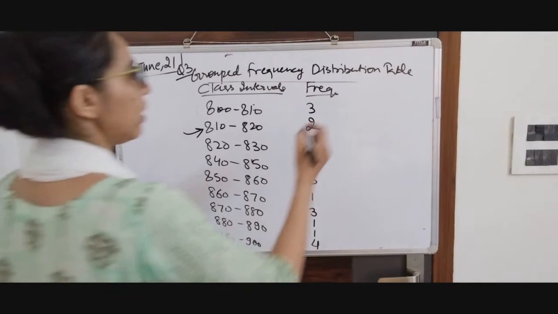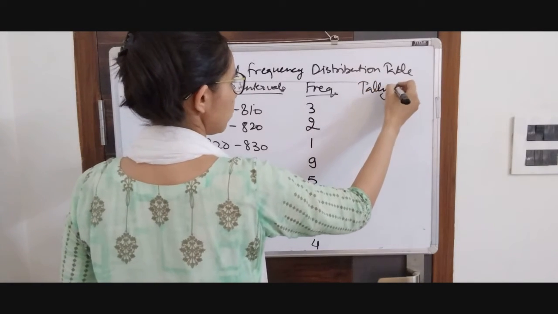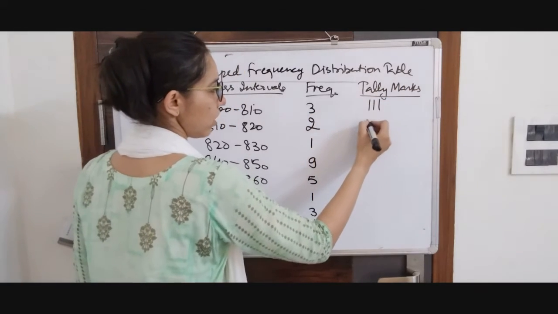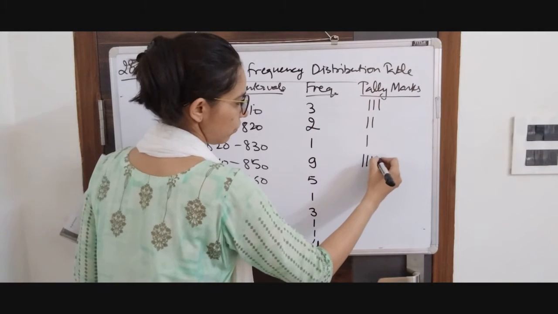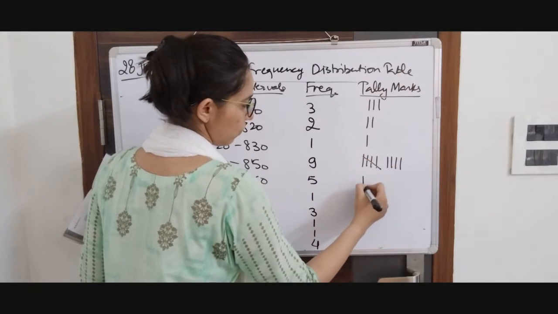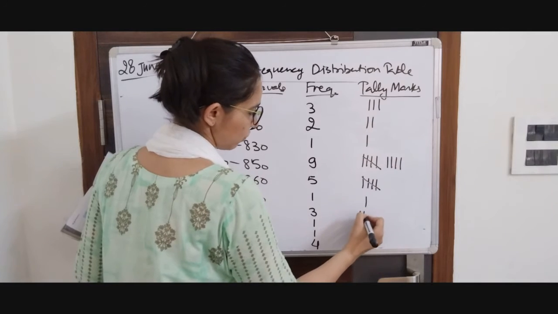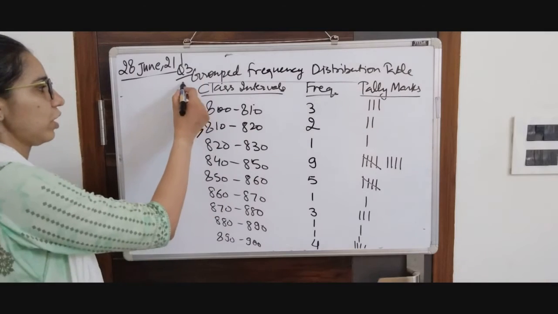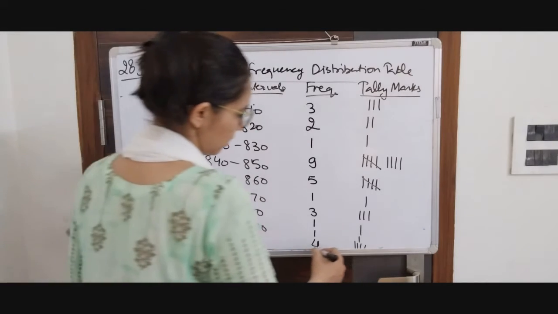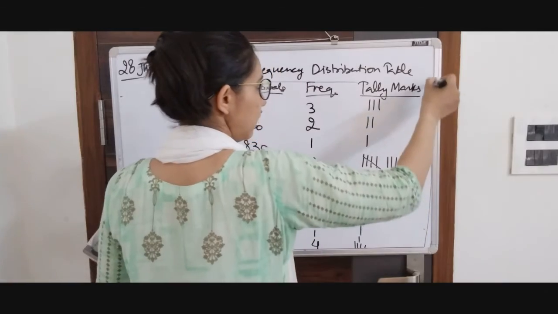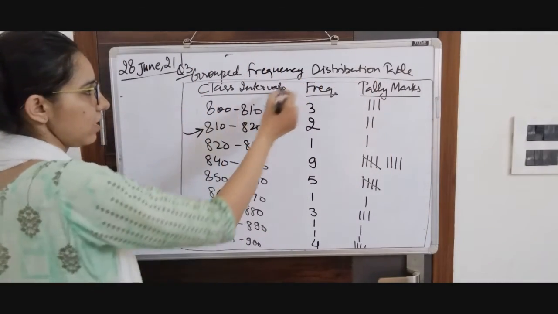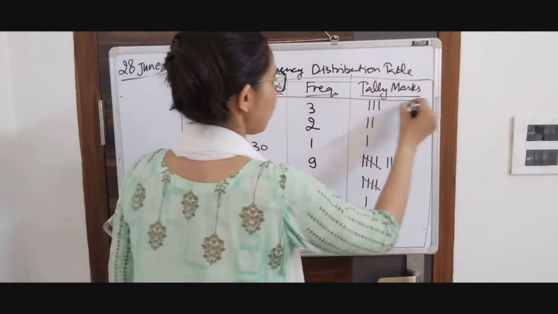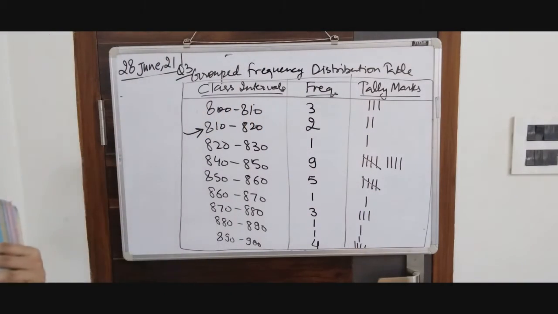Now we have to show the tally marks for them also. Tally marks for each frequency. This is the frequency distribution table. You will represent it in your copy neatly using a pencil and scale. Make proper blocks, proper columns, and this is how your frequency distribution table is going to look.